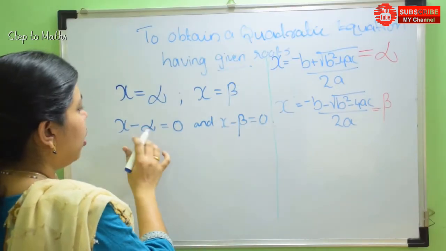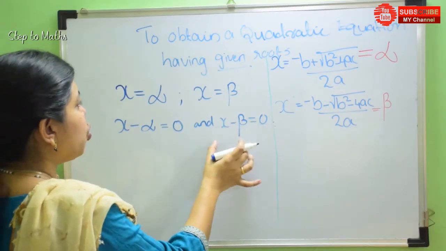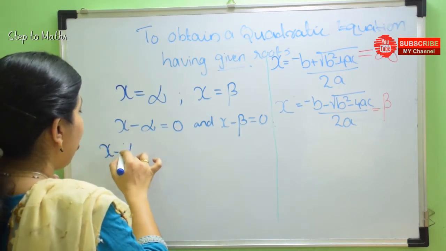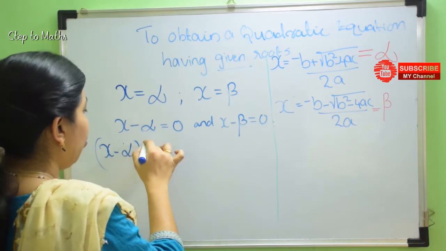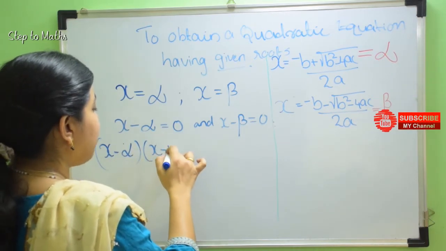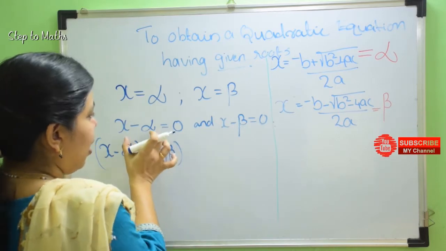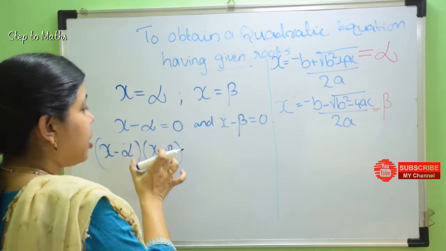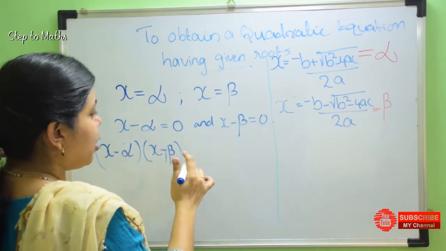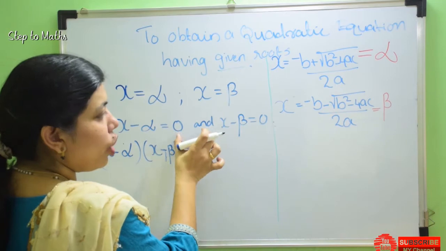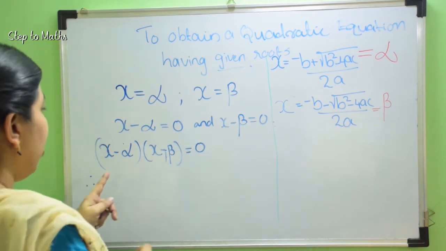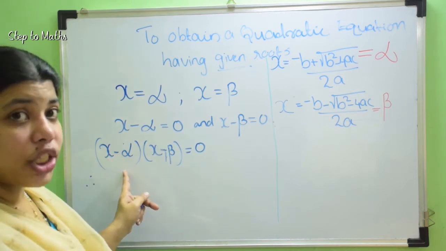Next, multiply these two values: x minus alpha into x minus beta. Take the left hand side, x minus alpha into x minus beta, that is equal to the right hand side, which is 0. Therefore, x minus alpha into x minus beta equals 0.